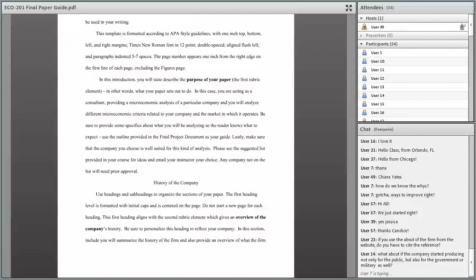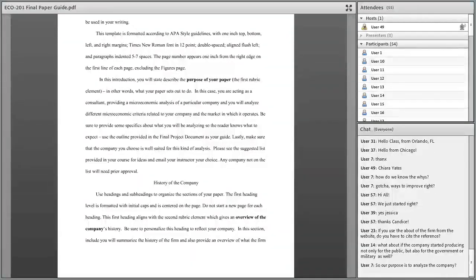What if the company started producing not only for the public, but also for the government or military as well? Well, yeah, you can explain that. It gets a little bit more complicated when you have a company that produces mostly for the government and the military and less for the public sometimes, because the demand and supply trends will be different, since the demand from the government or military is going to be a little different than the demand you would get from the general public.